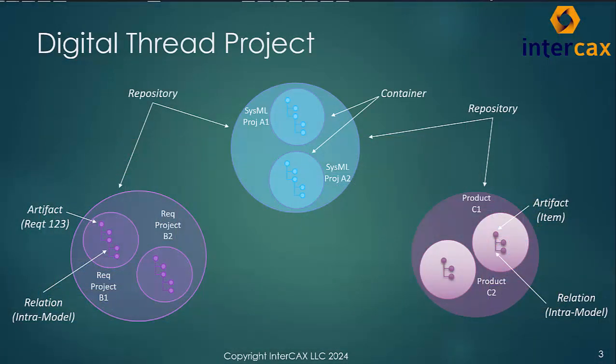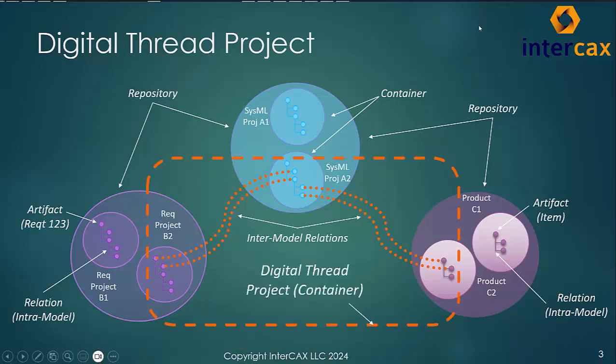The digital thread starts with the individual model repositories, for example, requirements, SysML, and PLM. Engineering models with artifacts, internal relations, and attributes are stored and managed within each repository. Syndeia sits above those repositories and adds a layer of intermodal relations between artifacts in different repositories.